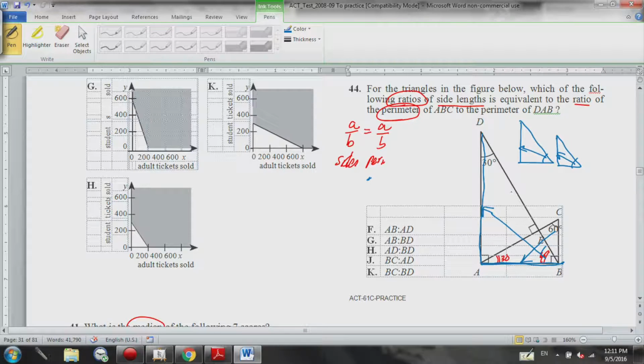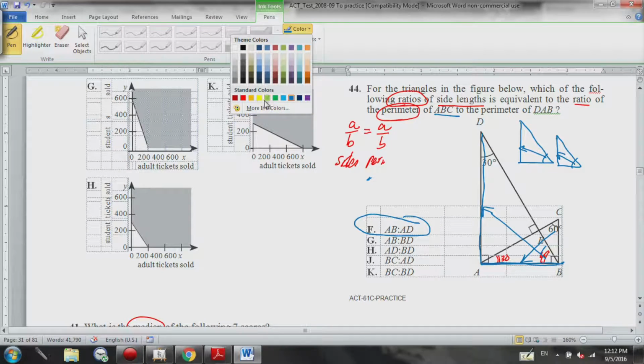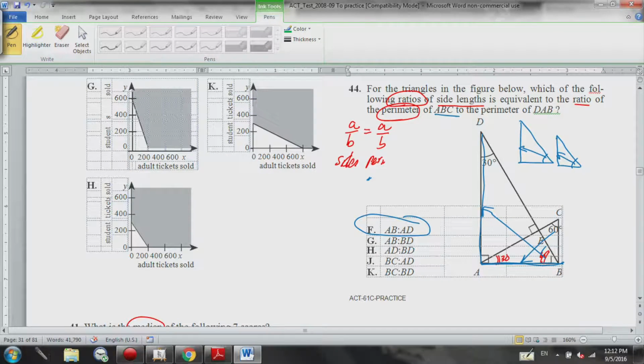They're corresponding sides, so the ratio of AB to AD will also be the ratio of their perimeters. You just have to make sure to get the right perimeter of ABC, which is the small one, to DAB, which is the big one. So that works. In fact, this happened to be the correct answer, the first one. Let's see if the other answers are correct. This is the ratio of the sides, which is equal to the ratio of the perimeters.